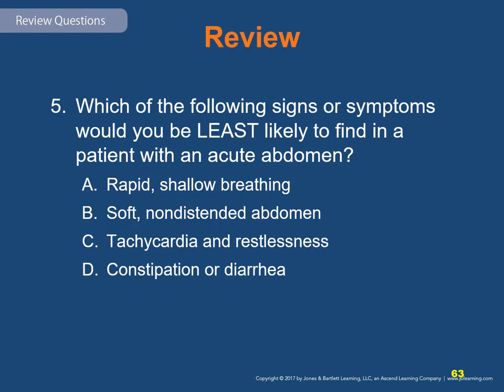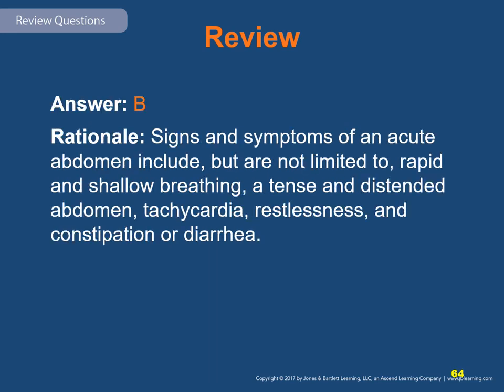Number five, which of the following signs or symptoms would you be least likely to find in a patient with acute abdomen? A, rapid shallow breathing. B, soft, non-distended abdomen. C, tachycardia and restlessness. Or D, constipation or diarrhea. Think about this one just a little bit and you'll get it. The correct answer is B.